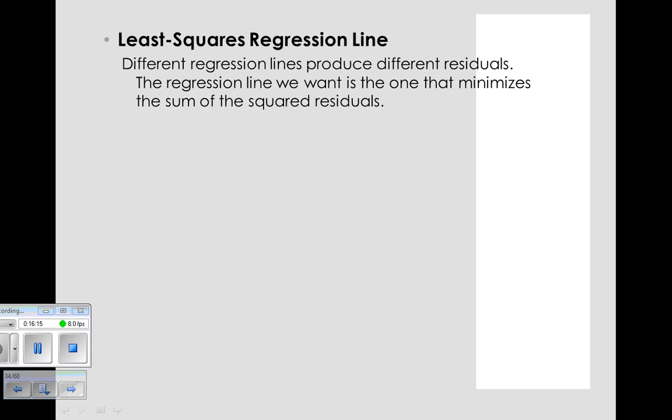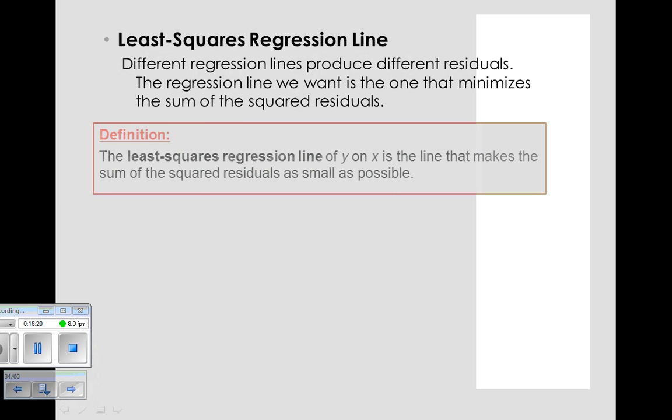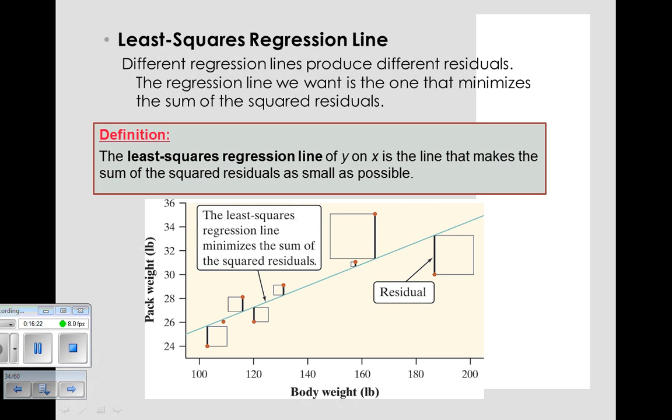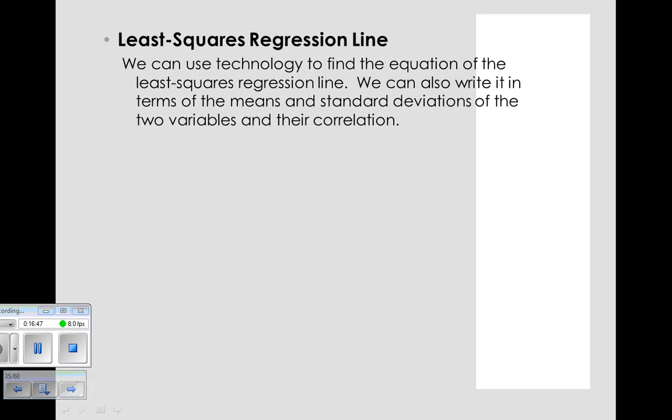So the least squares regression line: they find the difference between the actual and the predicted, the actual minus the predicted, and they actually make it into a little square. So they have that residual and they make it into a square, and you're minimizing the sum of all of that area. Okay, so you're minimizing the sum of the squared residuals. Technology does this a lot easier than we can, and that's why we use it.